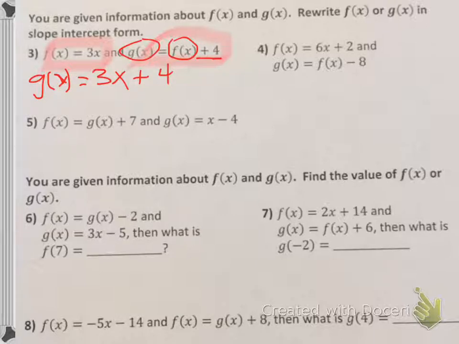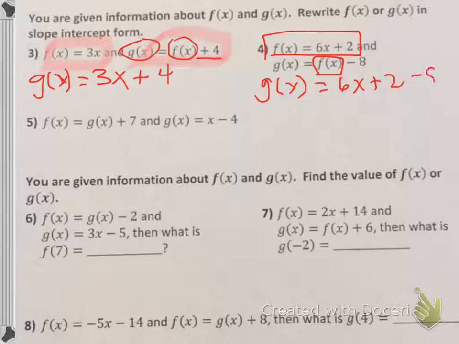But really it's just a lot of substitution going on today. So here it says f of x is equal to 6x plus 2. G of x is f of x minus 8. So in place of the f of x, I'm going to put 6x plus 2. I still have that minus 8.